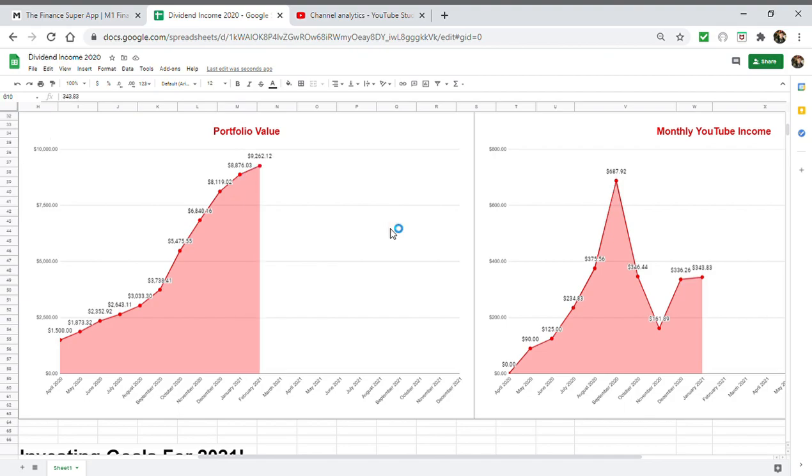And there you go. There is the update for my portfolio value and my monthly YouTube income. The portfolio did go up in value about $400 or so, and then my YouTube income stayed pretty much flat from the previous month, which usually about $350 is about average, as you can probably tell by now. So $343, I'm definitely proud of that.